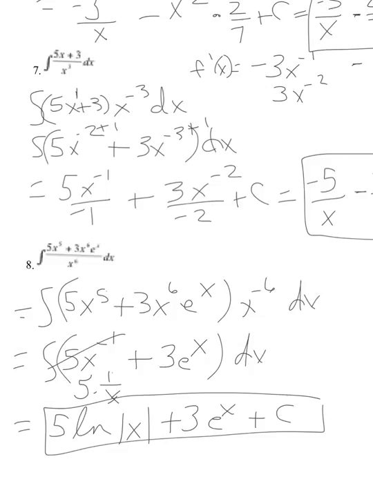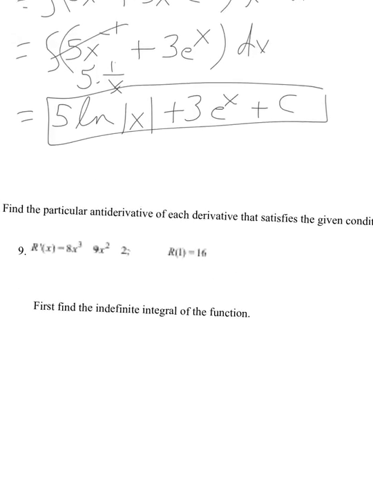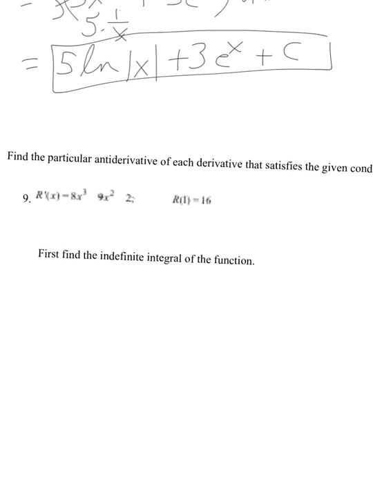Okay, one more example I'm going to show you. This one is explaining how we could actually find the specific function that would have this point on it. Here's the extra thing that they've given us. Our function is 8x to the third plus 9x squared plus 2. And then it has this point. It says r of 1 equals 16. Remember, this is my x value in an ordered pair. This is my y value in an ordered pair.